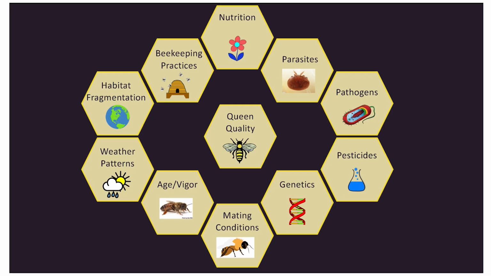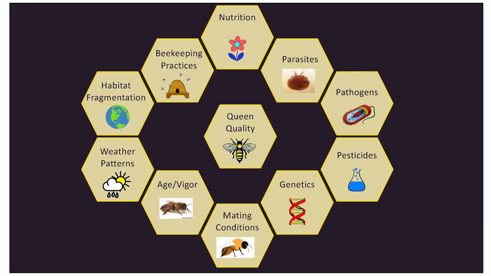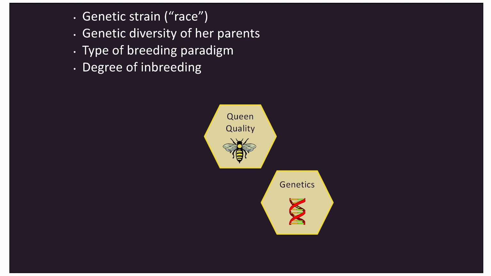There are so many different factors that affect queen quality: nutrition, parasites, in particular the varroa mite, pathogens, pesticides, genetics, the queen's mating condition, her age, climate change, habitat fragmentation, and last but not least, our own beekeeping practices that are affecting the quality and longevity of our queens. I'm going to go one at a time and show you some combinations of basic biology, but also some of the research that has accompanied what we now know about those topics.